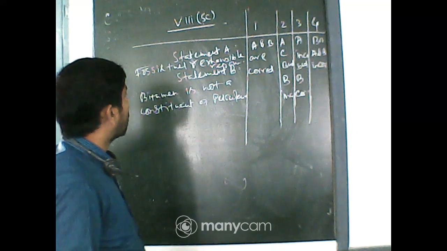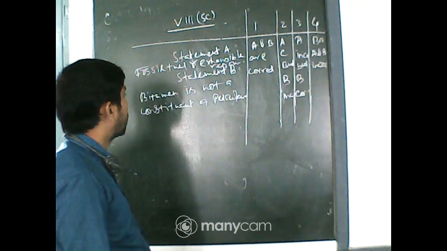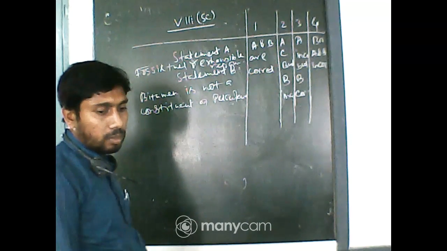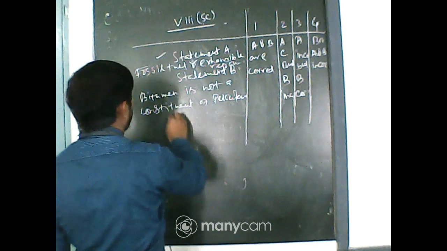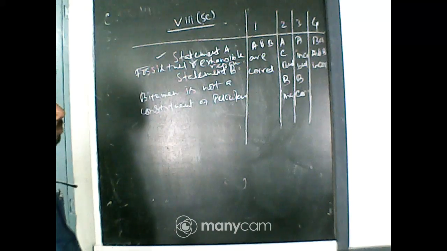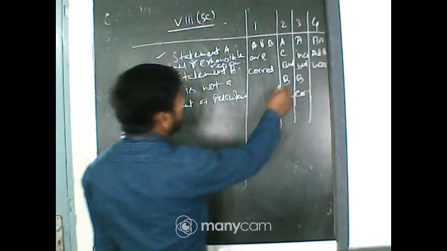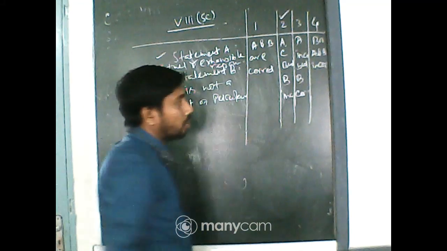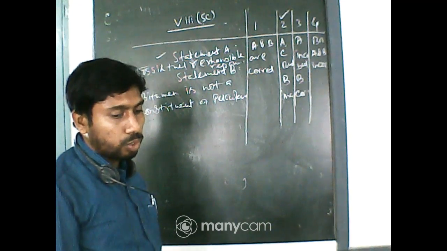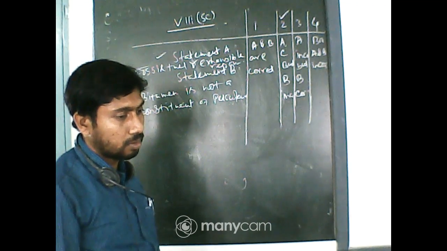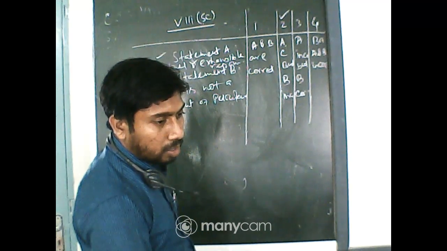Now go through the statements. First statement. Is it correct? First statement is correct. Fossil fuel are exhaustible resource. Yes. So A is correct. Next one, bitumen is not a constituent of petroleum. No. So now A becomes correct and B wrong. Now choose from here. A is correct but B is incorrect. So your option will be 2. Understood? Two questions of that kind will arise.